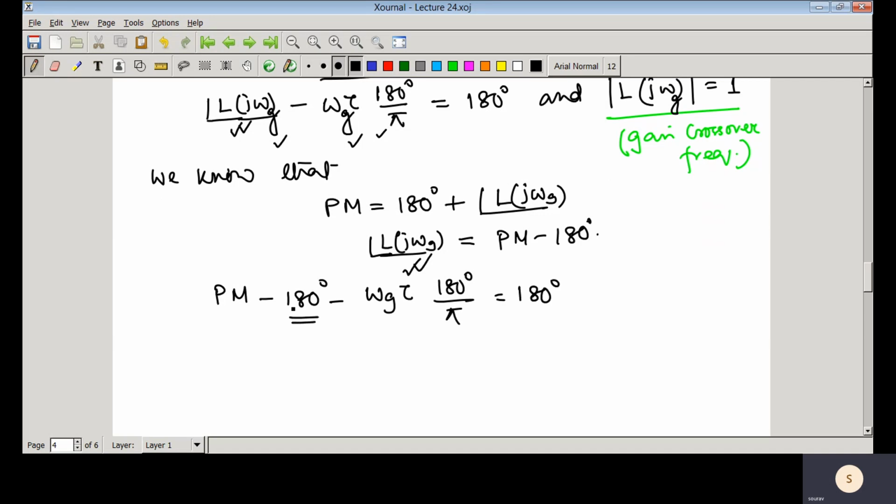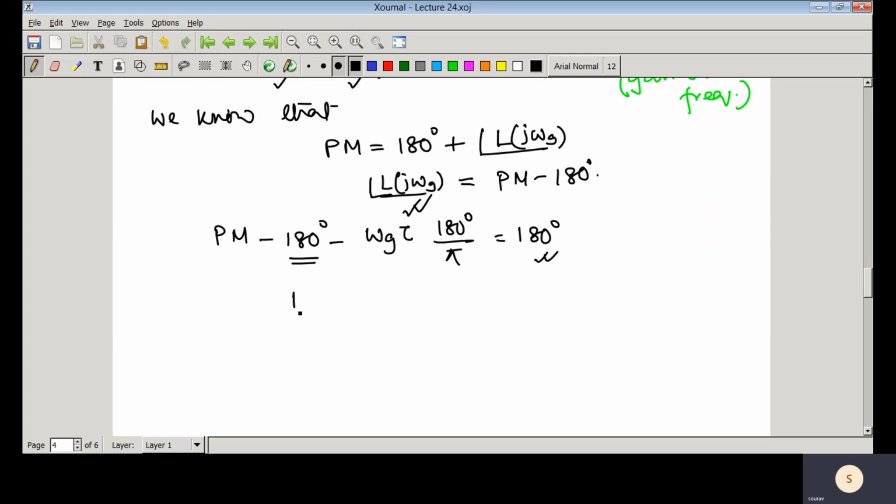Now if you bring this minus 180 degree to the right, then 180 minus 180 is nothing but 0. So here we have the relationship that phase margin is equal to omega g tau times 180 degree by pi. Here tau is the delay. So what would be the delay here? The delay would be equal to phase margin divided by omega g, into pi by 180.